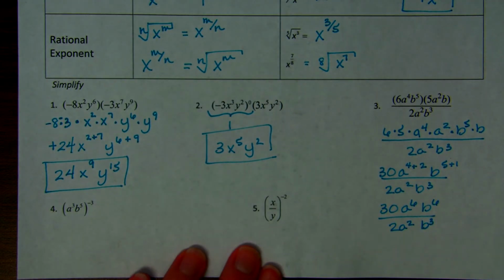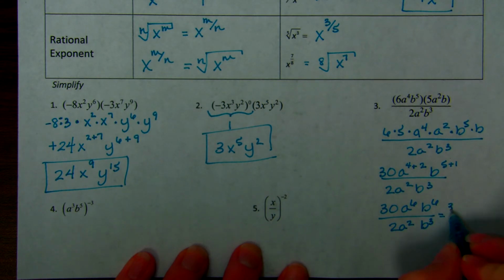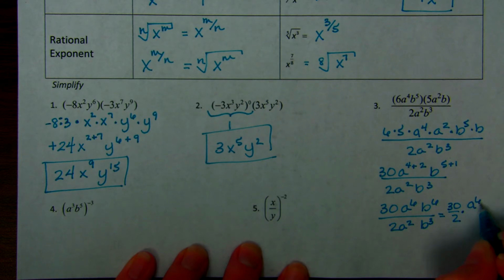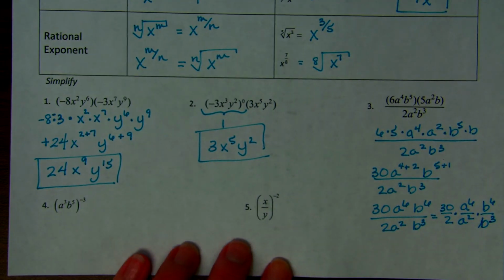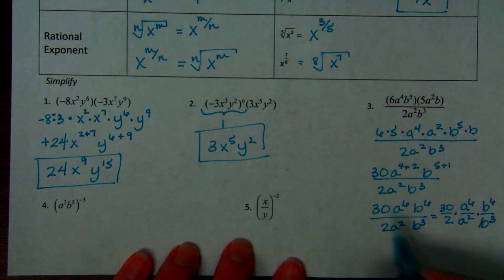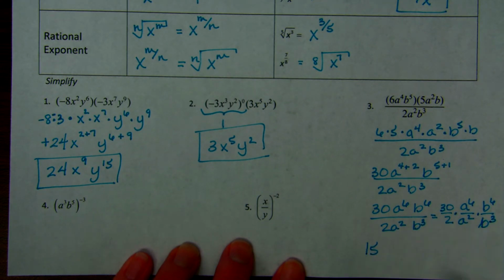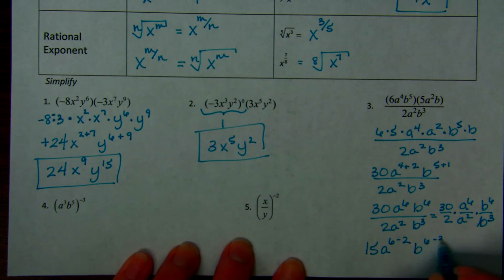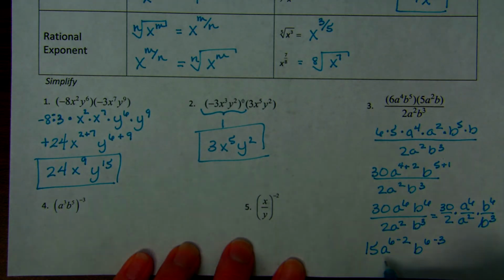And then we do the division, right? And so we break that down into its pieces. This is 30 over 2 times a to the 6th over a squared times b to the 6th over b cubed. 30 divided by 2 is 15. This is a to the 6 minus 2, b to the 6 minus 3, which simplifies to 15 a to the 4th, b to the 3rd.